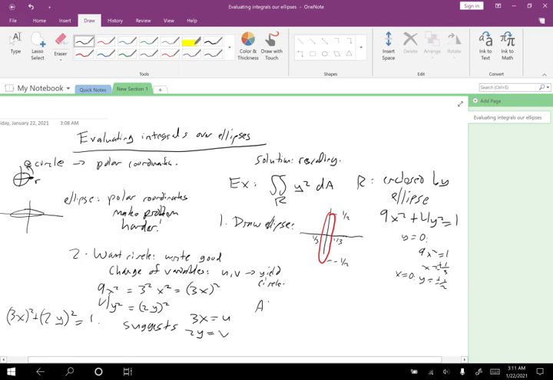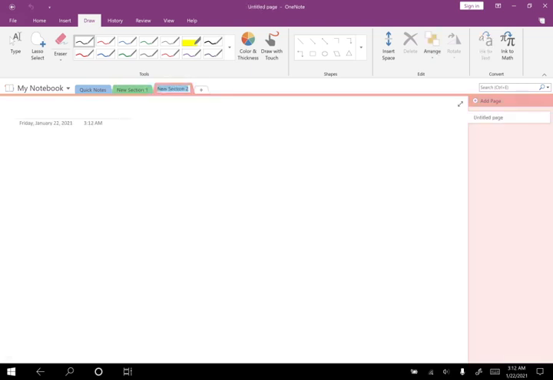You could also, alternatively, just let 9x squared equal your u squared. That's what we want. 4y squared equals v squared. That's what we want. And then just solve for u by square rooting. Okay, so that's our u substitution, or change of variables. So that is 3x equals u, and 2y equals v. Okay, so by construction, this gives you u squared plus v squared equals 1. That's our ordinary unit circle.